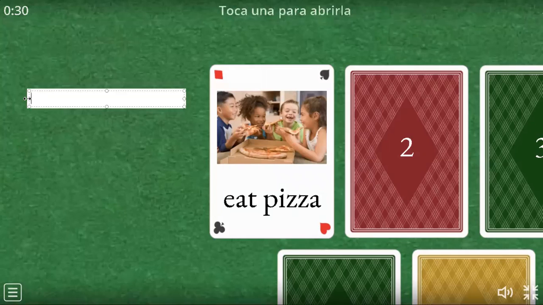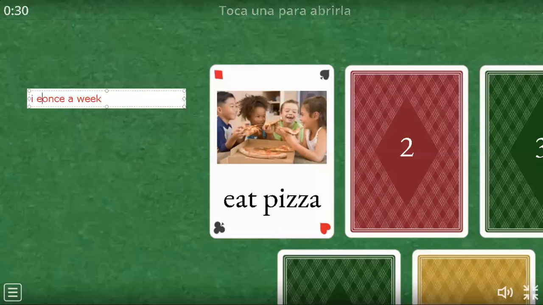If you remember, guys, if you use once a week, what is the position of that phrase in the sentence? At the beginning, in the middle, or at the end? At the end. Ah, so in this case, we can say, I eat pizza once a week. That's the one.